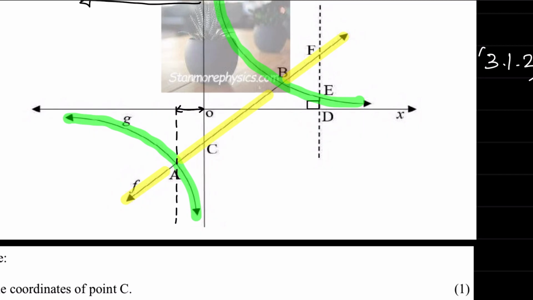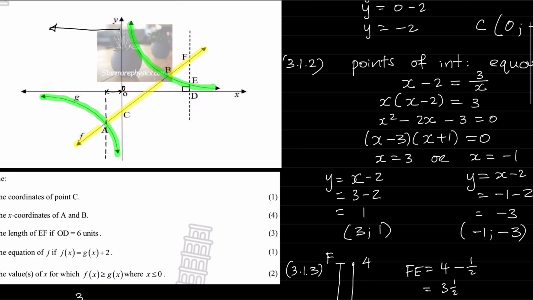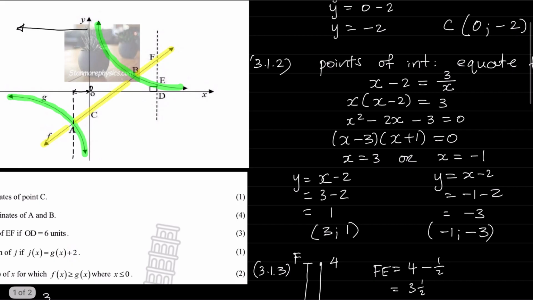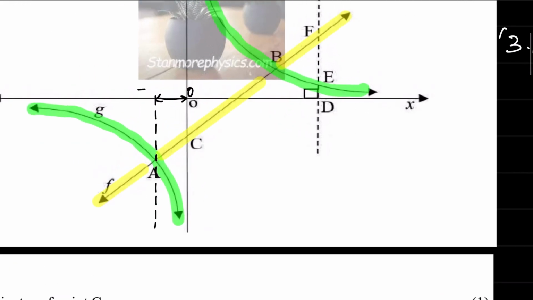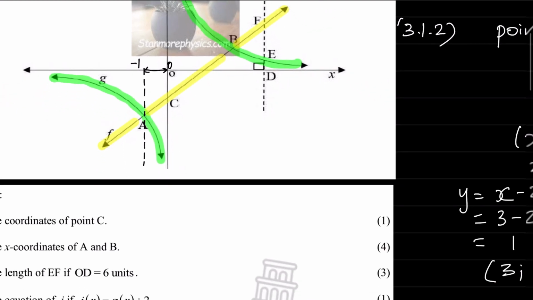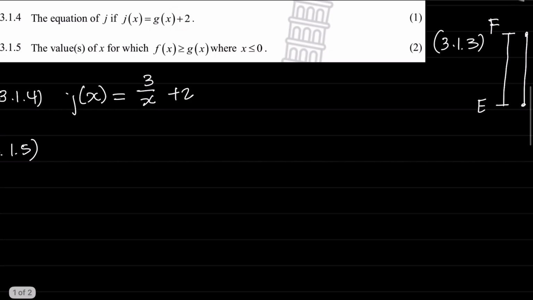We know that's 0, and this a value we worked out is -1. So this is -1. So when x is between -1 and 0. That's our answer. So 3.1.5, when x is between -1 and 0.